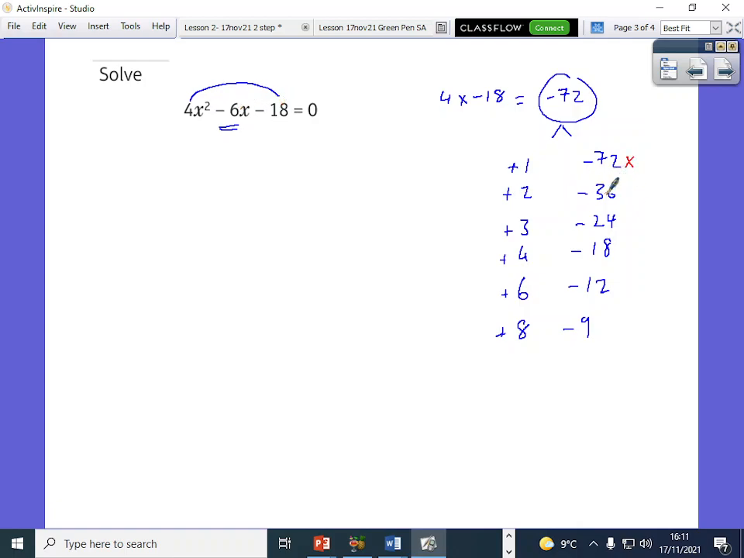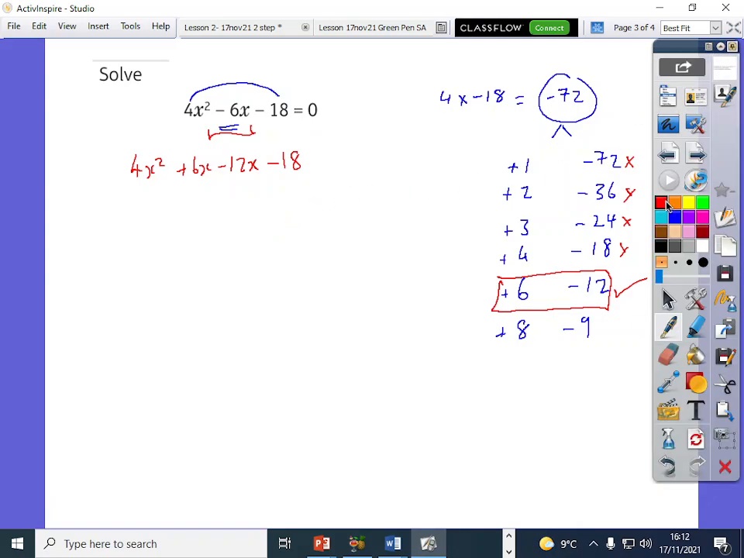Okay, so if I add those together, I'm going to get minus 34. No, not that one. Add those together, get a minus 21. No. Add those together, minus 14. No. Add this together, minus 6, bingo, that's the one. So I'm going to keep the first term the same, so that's 4x squared, keep the last term the same, which is minus 18, and I'm going to replace the middle term with plus 6x minus 12x. Again, that will simplify to minus 6, so we haven't changed that really.